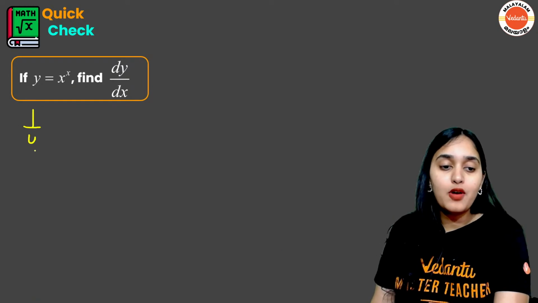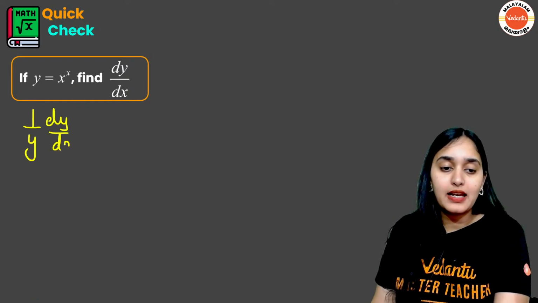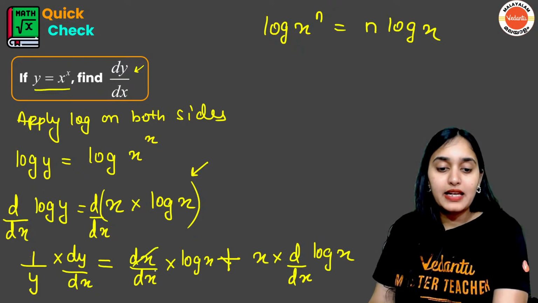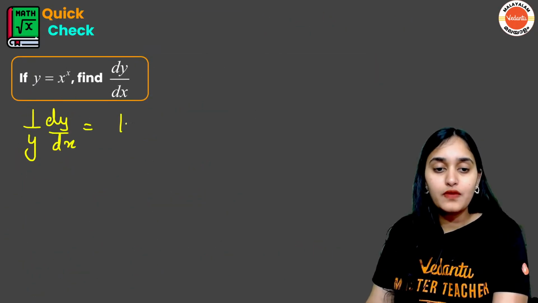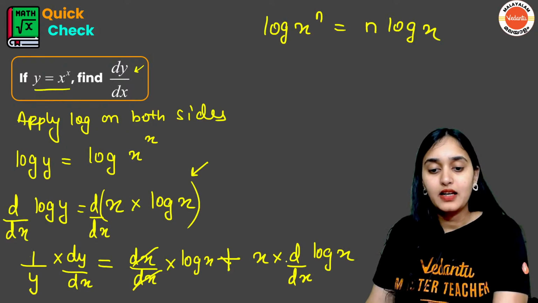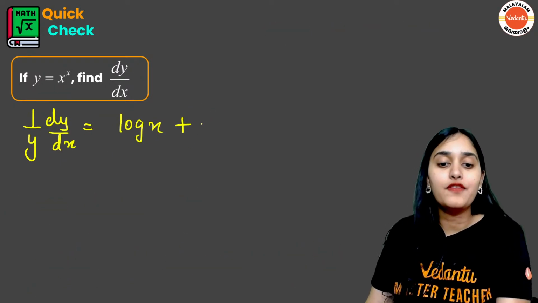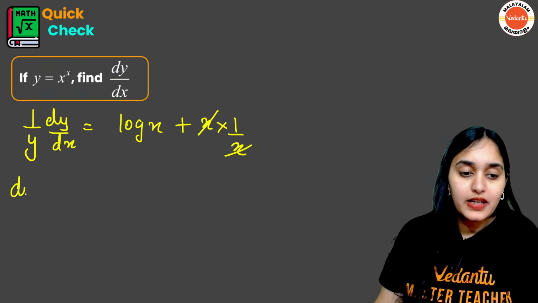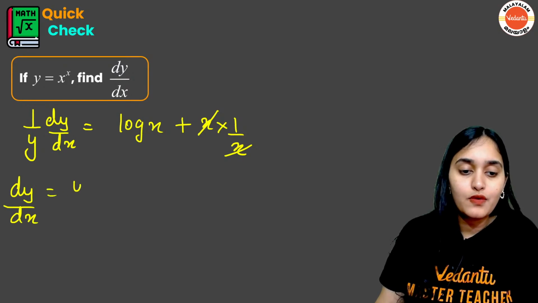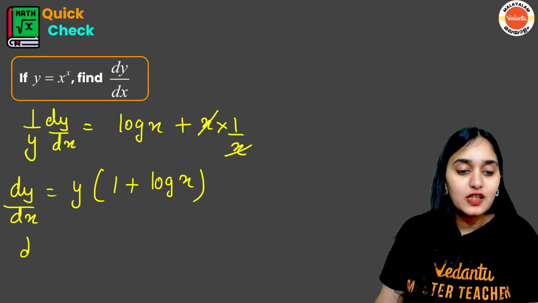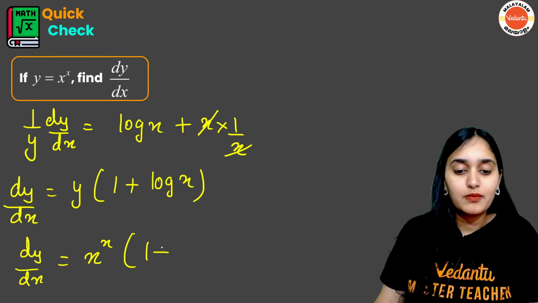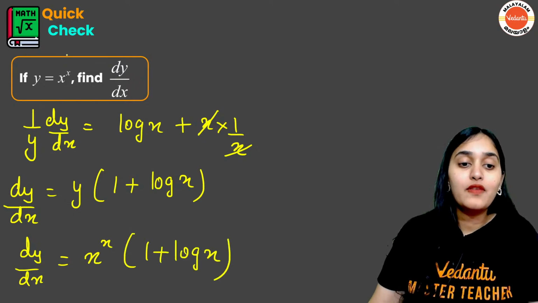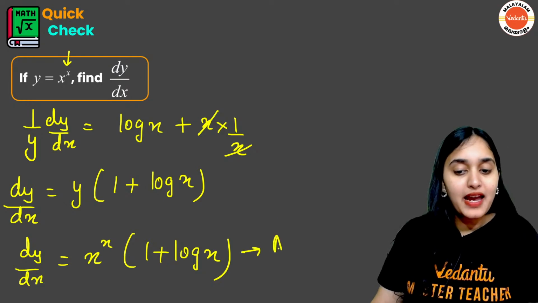So we will get 1 upon y dy by dx is equal to dx cancel. So we get log x plus x into log x differentiation, x into 1 by x. X cancel. So we get dy by dx is equal to y into 1 plus log x. Now what is y? Just put it here. Dy by dx is x to the power x into 1 plus log x, because y is x to the power x. And this is my answer.